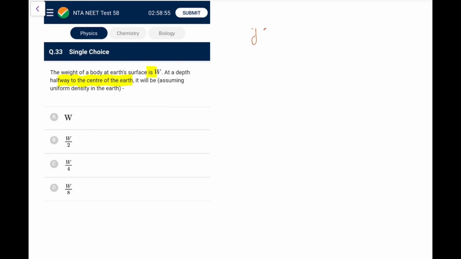We know halfway to the center, going down, g is equal to g naught times 1 minus d by R. So you have gone halfway, so that weight will also become halfway.